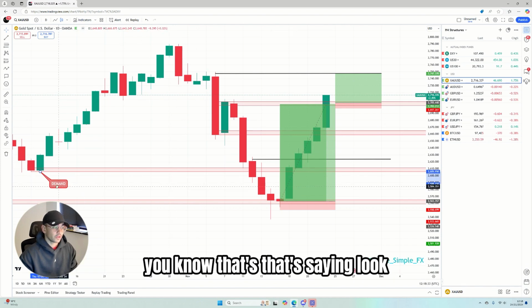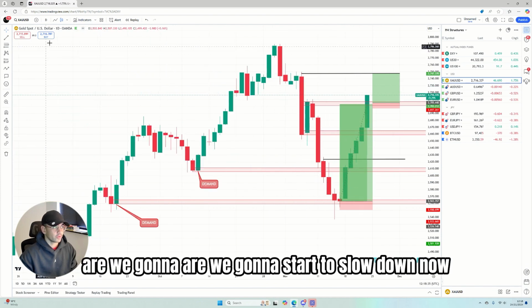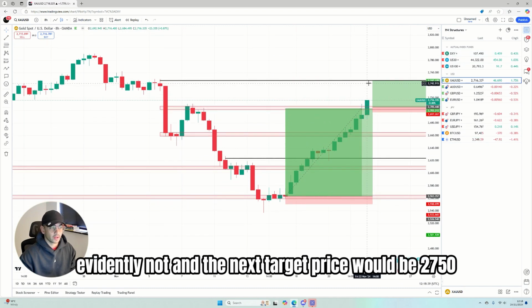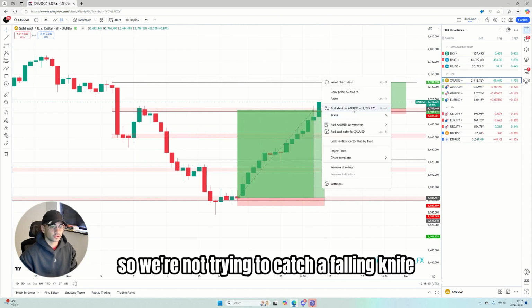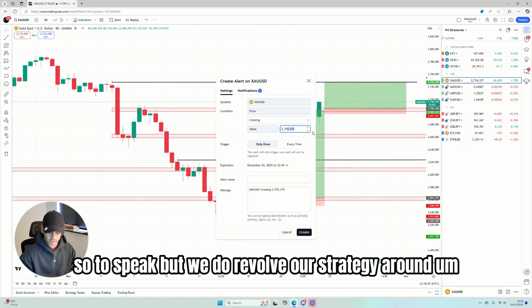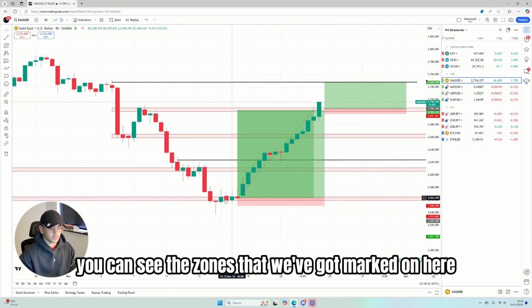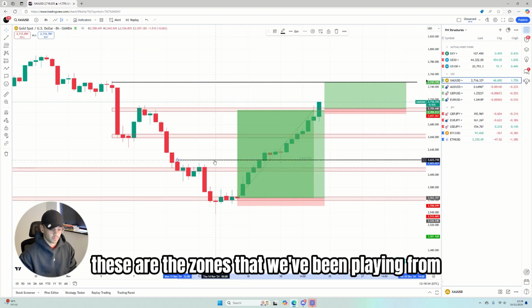So again, that's saying, look, are we going to start to slow down now? Are we losing momentum? Evidently not. And the next target price would be 27.50. So we're not trying to catch a falling knife, so to speak, but we do revolve our strategy around pivots, zone trading, and you can see the zones that we've got marked on here. These are the zones that we've been playing from previously.